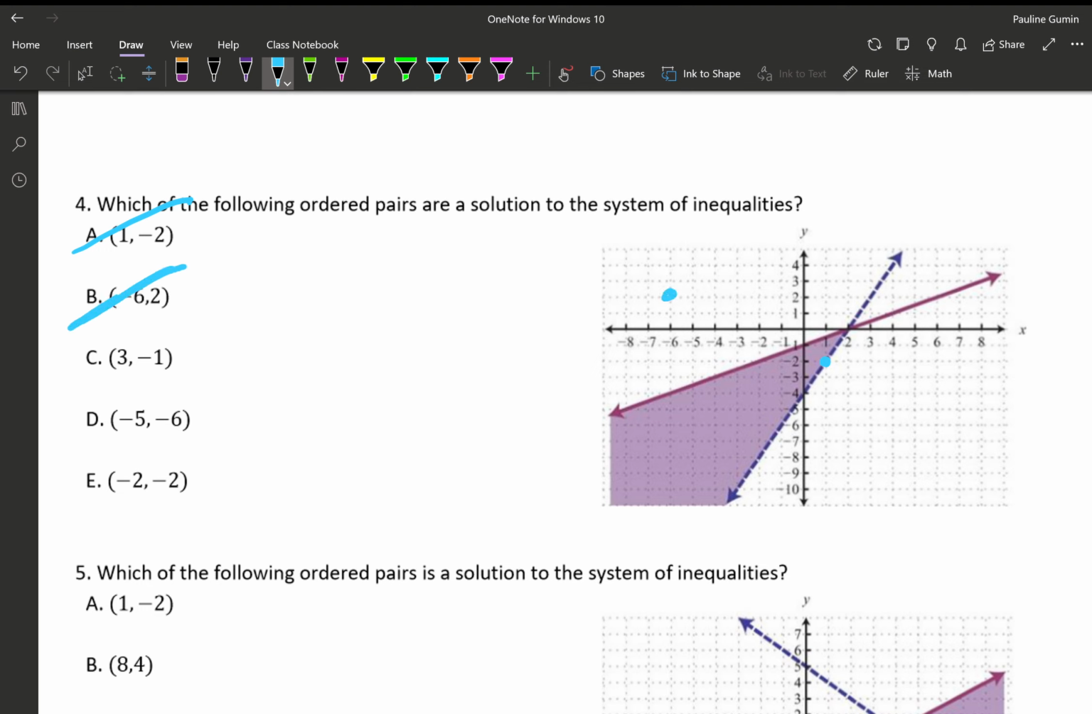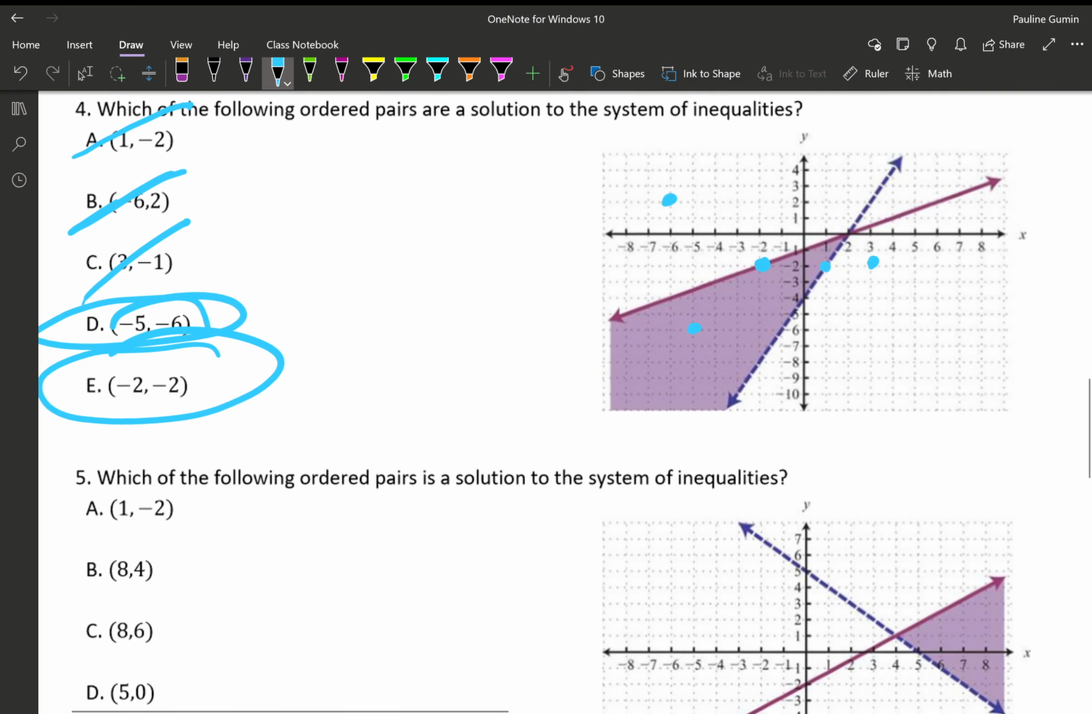Letter C is 3, negative 1. Once again, not even in the shaded area. Letter D is negative 5, negative 6. Perfect. That's inside the shaded area. Letter E is negative 2, negative 2. Now this is on a solid line that's connected to the shaded area. Solid lines have or equal to's, so this is part of our solutions.